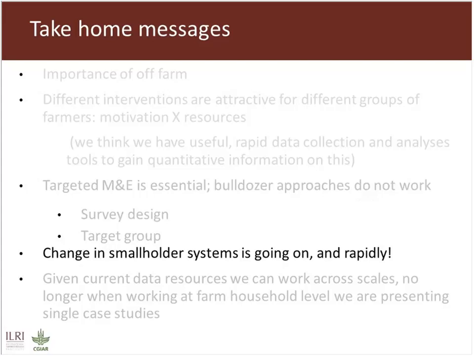Like I've shown before, we analyzed systems in 2012 and 2016, and changes are going on very rapidly in these households. Within 3-4 years, 60-70% of these households are making significant changes to their livelihoods or to their farming system.